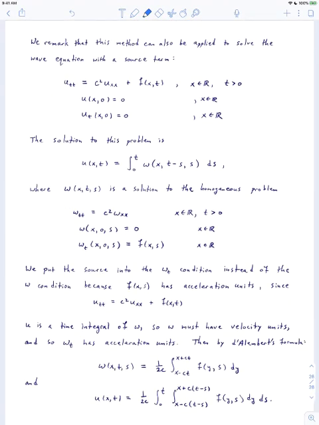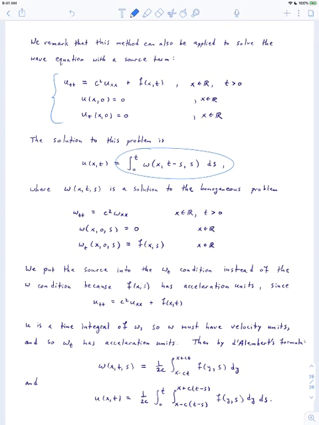We remark that this method can also be applied to solve the wave equation with a source term. So here's the wave equation with the source term, right here. We have the source term f there. We have initial conditions on u and the partial derivative of u with respect to t. That's the initial position and the initial velocity, and we're assuming that they're both 0 in this case. So the solution to this problem is going to be equal to the definite integral from 0 to t of some function w at x comma t minus s comma s ds.